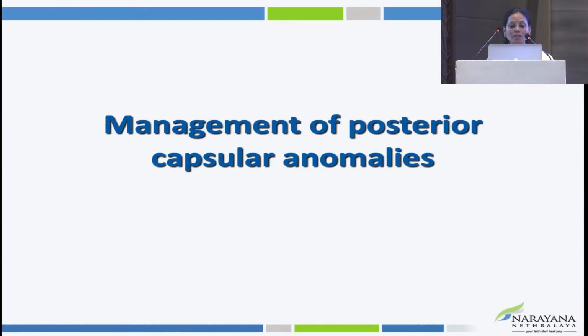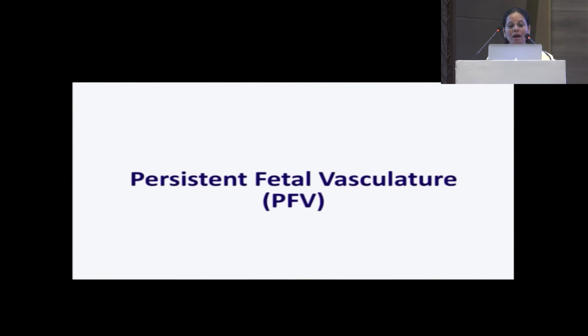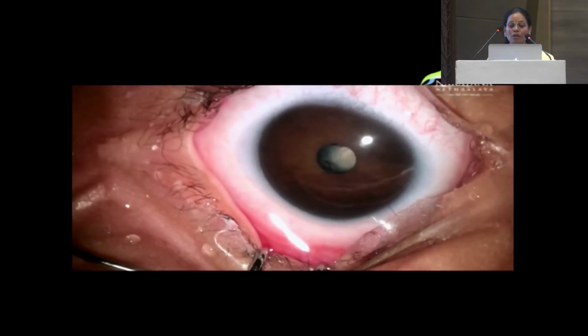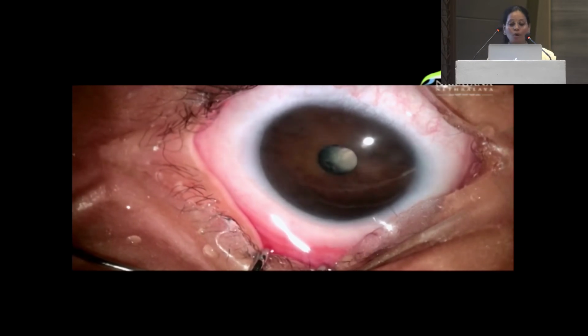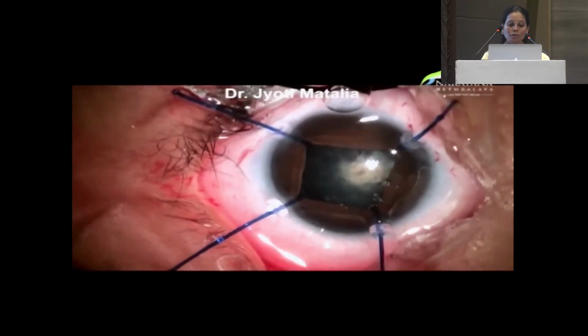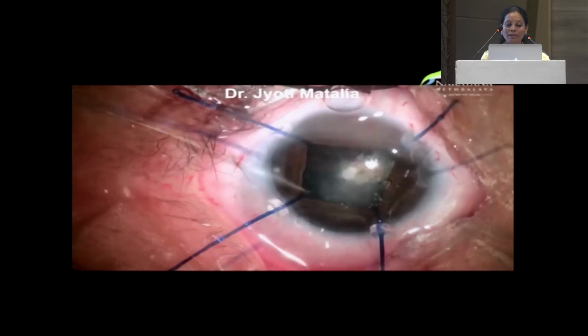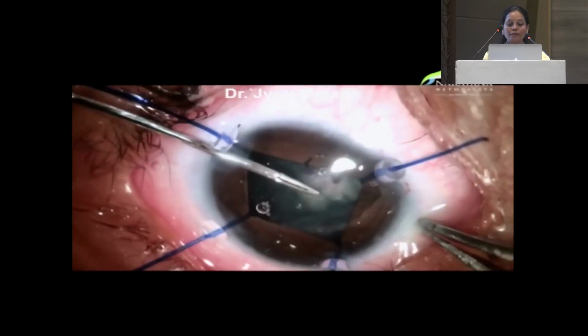Finally, about the management of posterior capsular anomalies. One is persistent fetal vasculature. So if you can see, this is a microcornea with microcoria, a small pupil. So we've used the iris hooks here. Now you can see the blood within the center part indicating the persistent fetal vasculature.